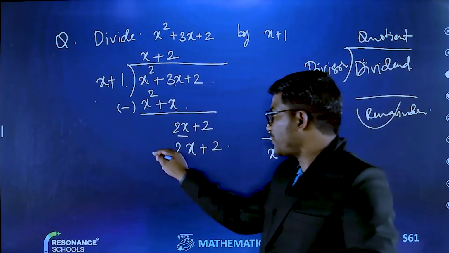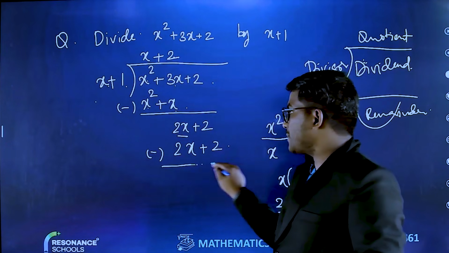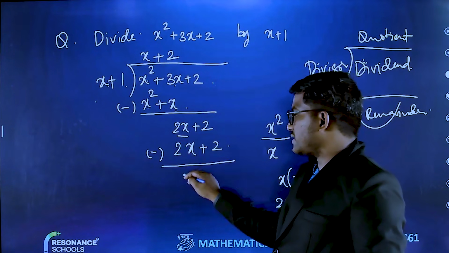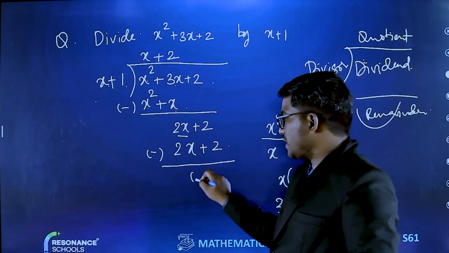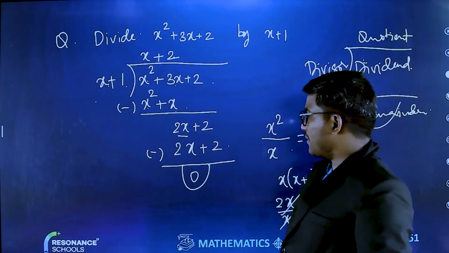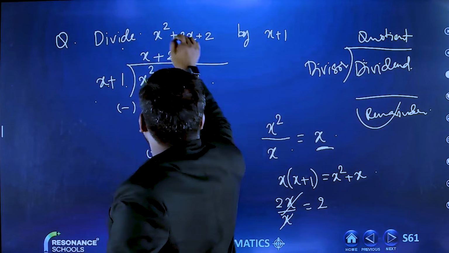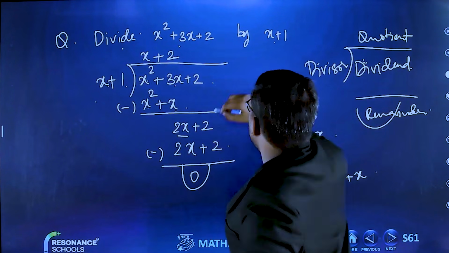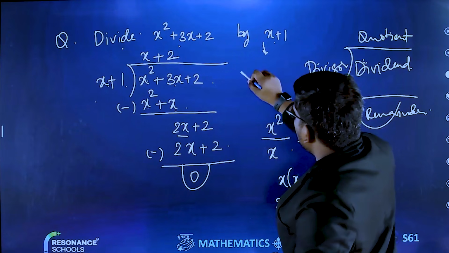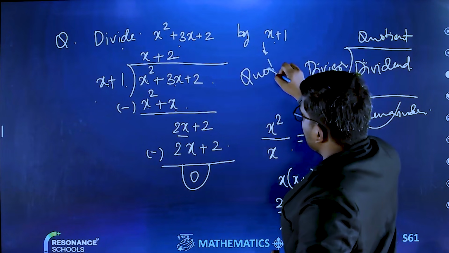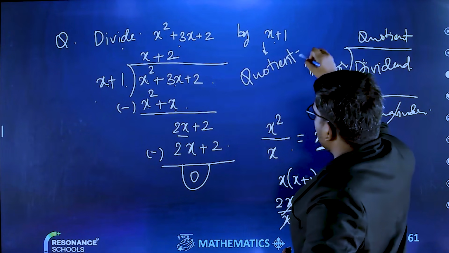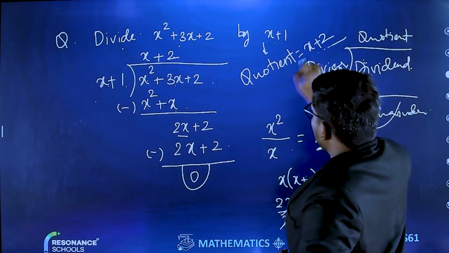Now we'll subtract 2x plus 2 from 2x plus 2. 2x minus 2x is 0, 2 minus 2 is 0, so we'll be left with a remainder of 0. So when we divide this expression by x plus 1, the quotient will be x plus 2.